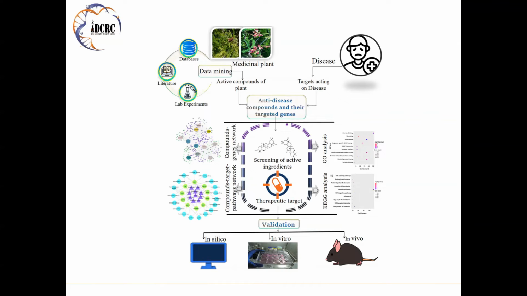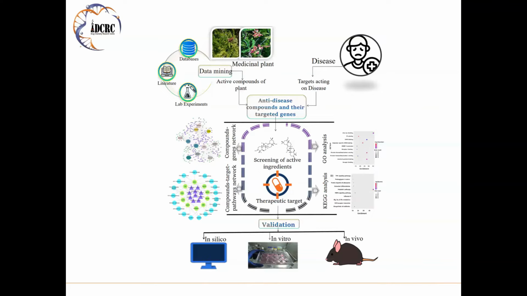Okay, to identify those particular targets or the modules of those biological networks. Once you have identified the particular targets which can be important for a particular disease, you can go for the validation in silico, in vitro, or in vivo. Okay, so this is basically for the plant.